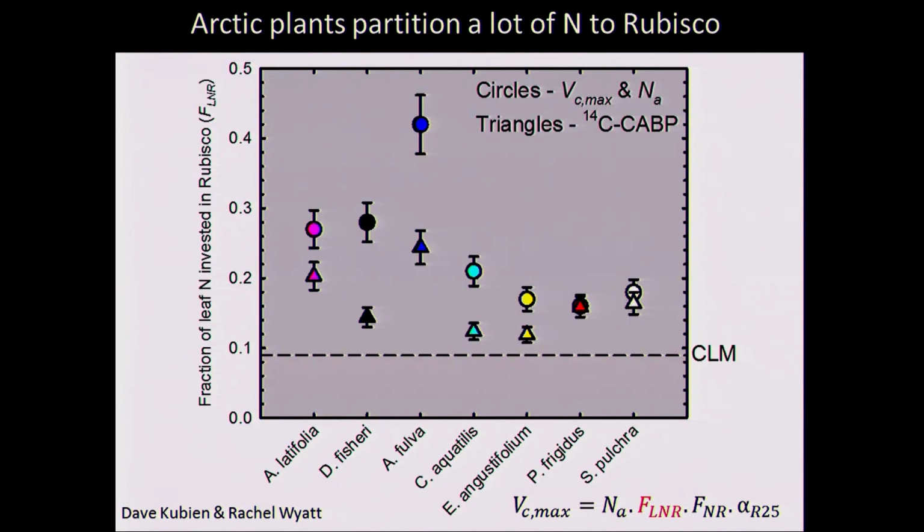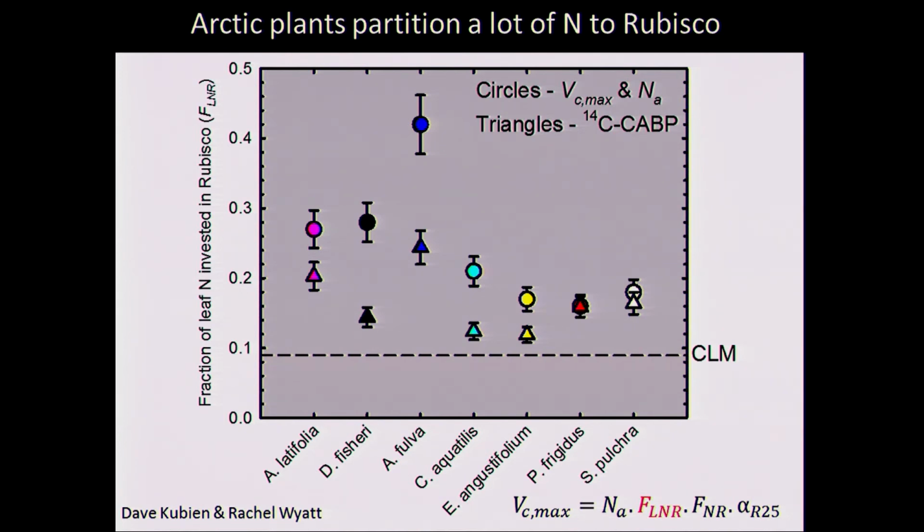But we also went and looked at this term FLNR. This was this term that in that sensitivity analysis I showed you was one of the glowing red parameters. And this dashed line here shows the levels that CLM uses. And we used this equation and solved for FLNR. And those are shown in the circles there. And you can see that our estimates of the investment in Rubisco is much, much higher than CLM.